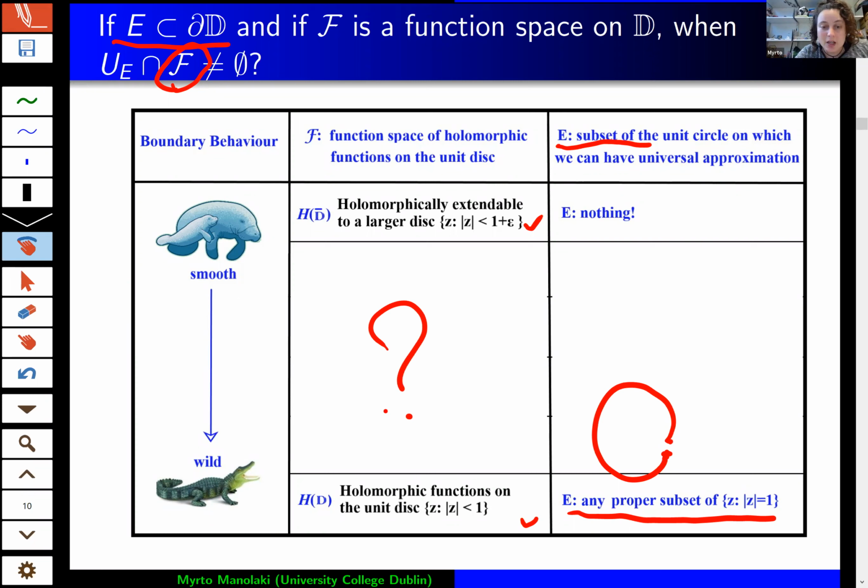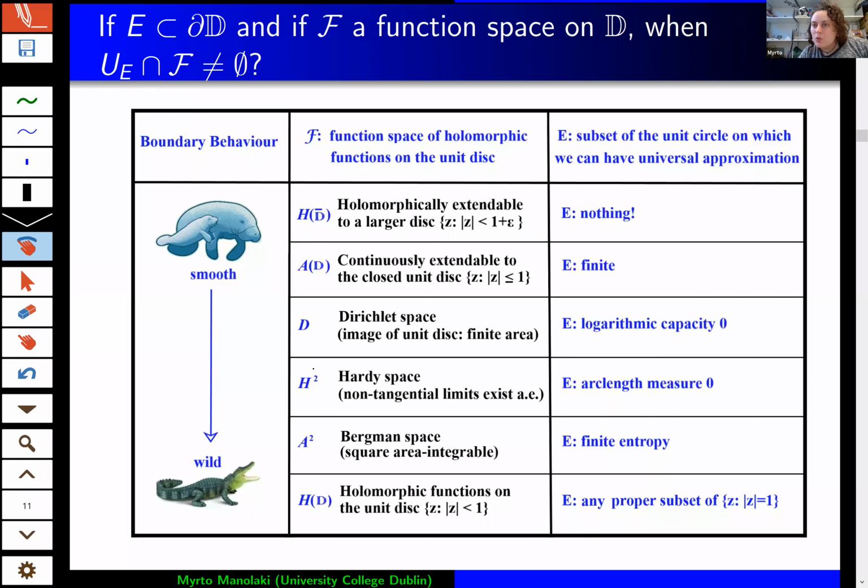So here I'm going to include some other function spaces, which we know, where one is contained in the other. Then I will study the corresponding sets where it's possible to have universality. Let's start from here. The second space is functions which are holomorphic on the disk and extend continuously to the closed unit disk. This space is usually called the disk algebra.